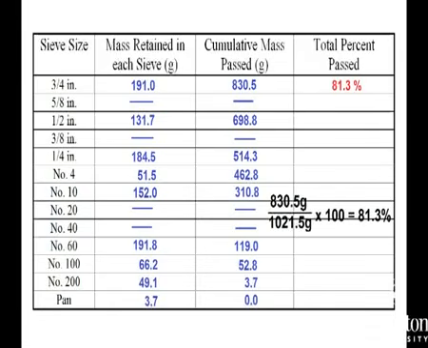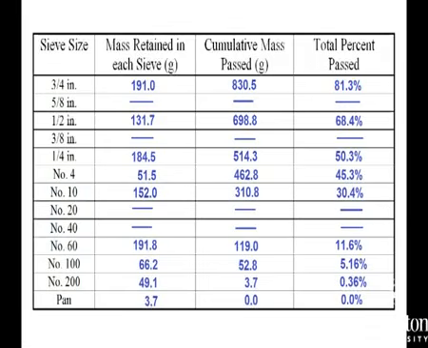Convert cumulative mass passed to a percentage of the total mass of the sample. To do this, simply divide the amount by the total mass of the sample and multiply by 100 for a percentage. Do this for each sieve size.